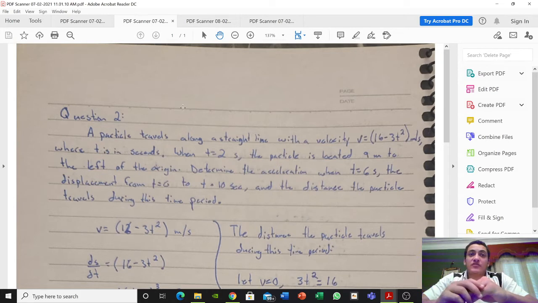A particle travels along a straight line with a velocity v equals 16 minus 3t squared meters per second, where t is in seconds. When t equals 2 seconds, the particle is located 9 meters to the left of the origin. Determine the acceleration when t equals 6 seconds, the displacement from t equals 0 to t equals 10 seconds, and the distance the particle travels during this time period.